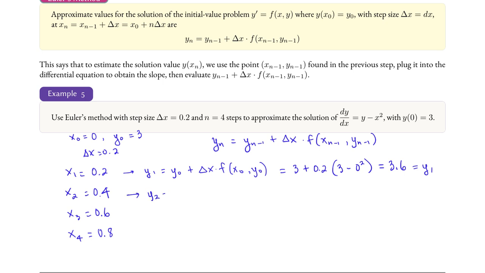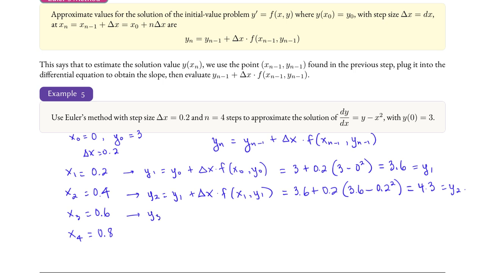Similarly, y2 is y1 plus delta x times f(x1, y1). But y1 is 3.6. Delta x is still 0.2. And we plug x1 and y1 into the derivative. y1 is now 3.6 and x1 is 0.2. Simplifying this, we get 4.3, which is y2. So now we have (x2, y2). So we can go ahead and find y3. y3 is now 5.14. And then we have (x3, y3).